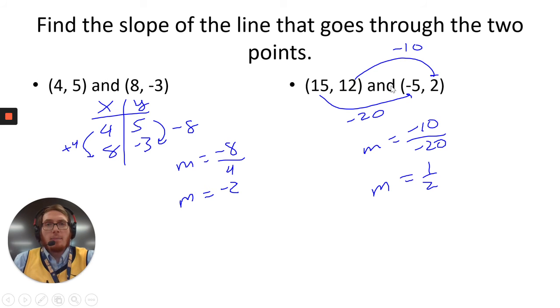In the second one, instead of making the chart, I'm just looking at the change in y by looking at this 12, and it goes to 2, which is minus 10. And then from 15 to get to negative 5 is minus 20. And I could do it that way, and I get a slope of 1/2, which means it's rising 1 and running 2 every time. That one has a positive slope, whereas the first one has a negative slope.